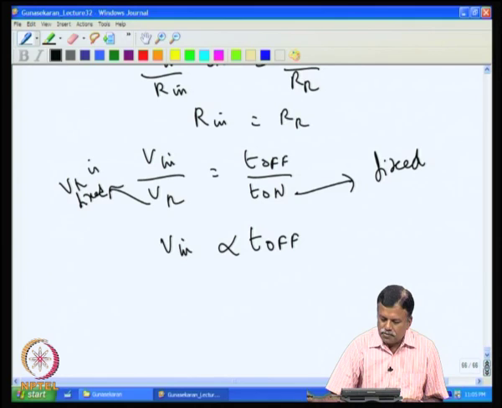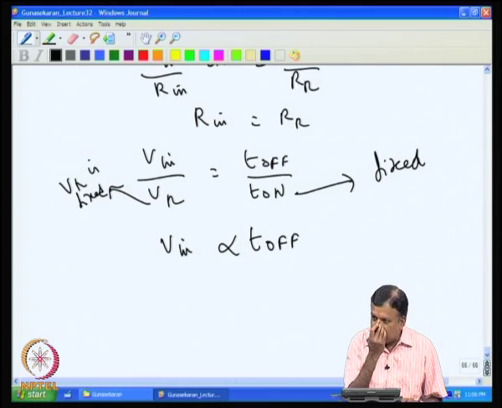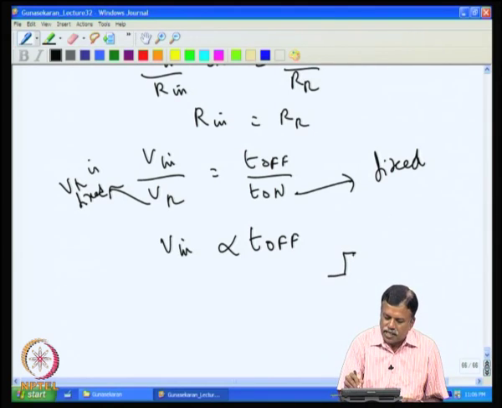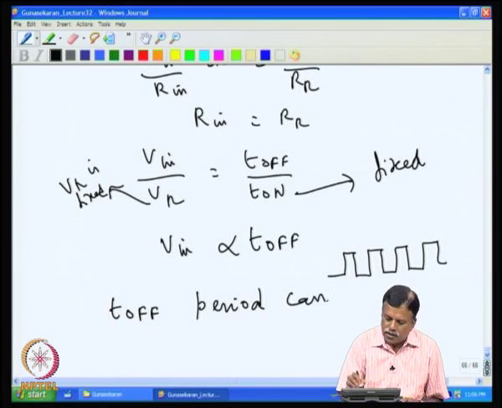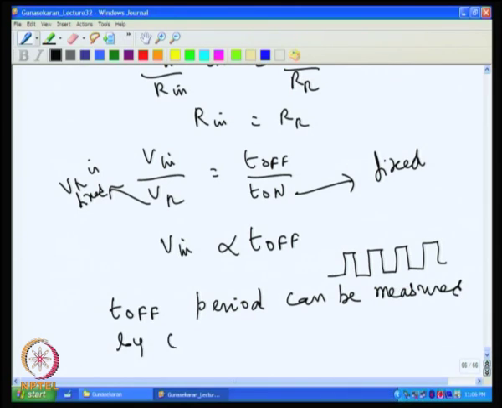So, you will get a digital output in terms of number of periods, because I can have a digital clock, and then the T off period can be measured by counting the number of pulses. So, that way the digital output can be obtained for a corresponding analog input voltage.